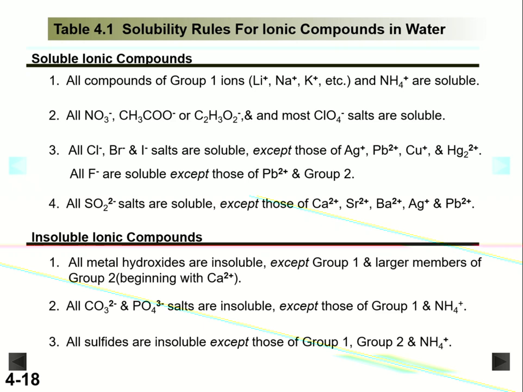Now, the remainder tend to be insoluble, but these are the ones that we need to focus on. The metal hydroxides in general are insoluble, except, of course, the group 1, which we knew from above, and the larger members of group 2, calcium, strontium, and barium. All the carbonates and phosphates are insoluble, except those of group 1 and ammonium, which we knew from the upper panel. And all the sulfides are insoluble, except those of group 1, group 2, and ammonium ion. Now, we'll see how to use this table, and we'll do quite a few examples when we get to the mechanics videos.